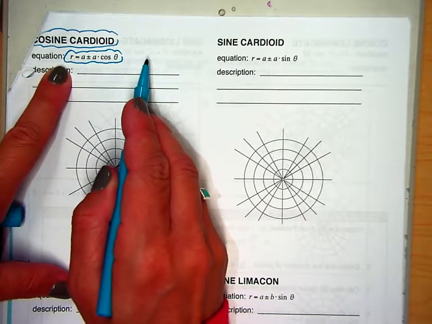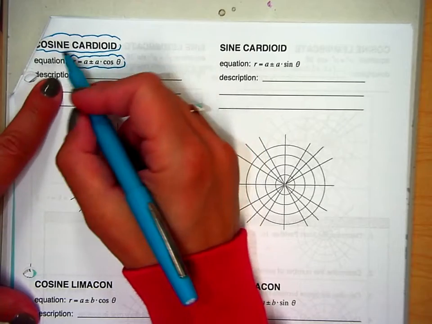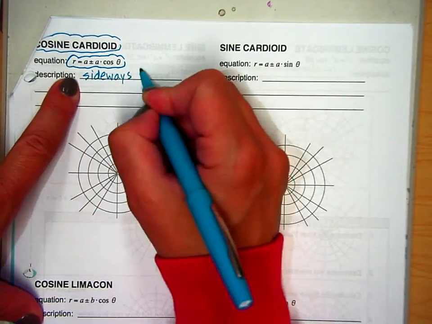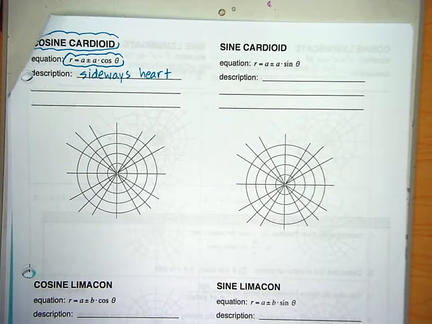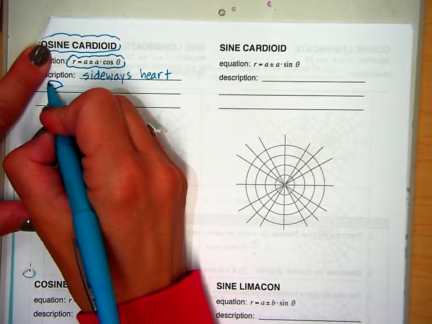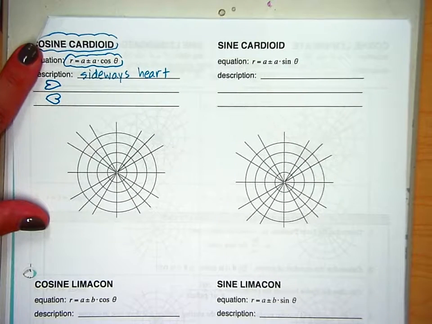So the description for a cosine cardioid is that it's going to be a sideways heart. Why sideways? Because it has to be symmetric about the x-axis. If it was a regular old heart, that would be symmetric going up and down. We want symmetry going sideways. So it's going to be a sideways heart, okay? So it's going to look either like this or like that. And again, once I show you the picture, it's going to make a lot more sense.